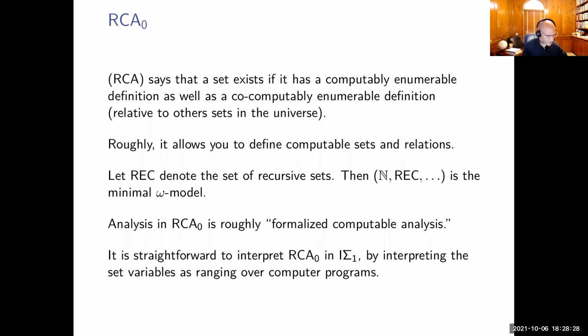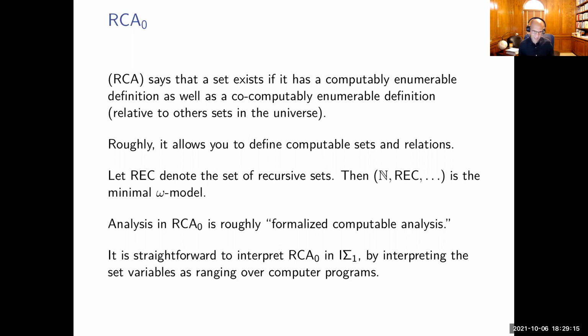Okay. And so the way to think about RCA naught is simply this. As I said, the axiom RCA, recursive comprehension axiom, says that a set exists if it has a CE and a co-CE definition. And so that roughly allows you to define computable sets and relations. So the smallest omega model of the theory is, you just take the first order variables to range over the natural numbers, and you just take the second order variables to range over the computable sets. So that gives you a model of the theory. And so you can think of RCA naught as just a formal theory for reasoning about numbers and computable sets.